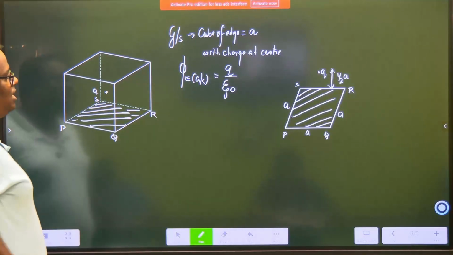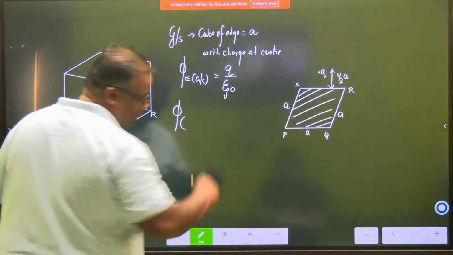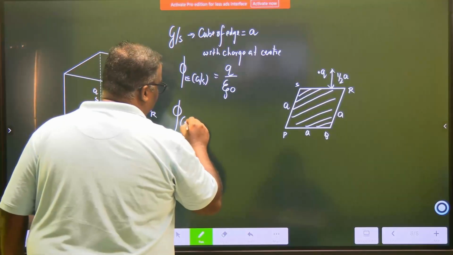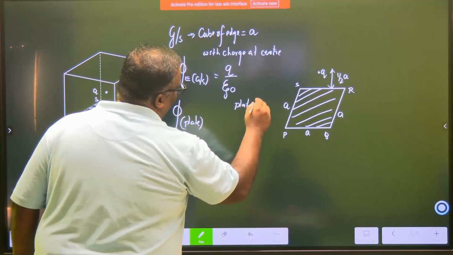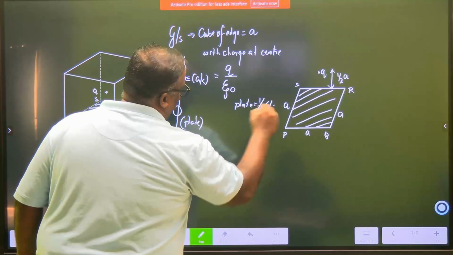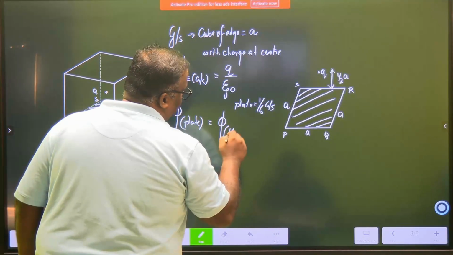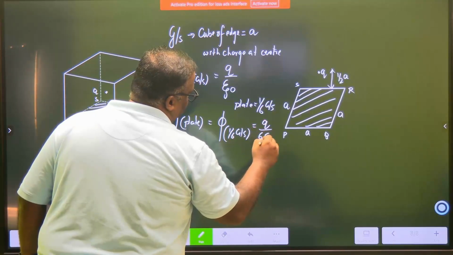So if I say flux through the plate, now my plate is equal to 1/6 of the Gaussian surface, so the flux is through 1/6 of the Gaussian surface, which is Q by 6 epsilon.